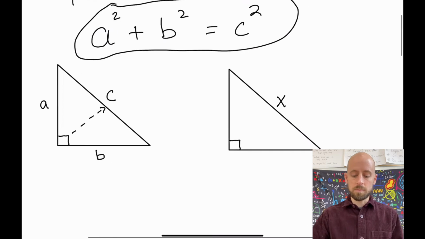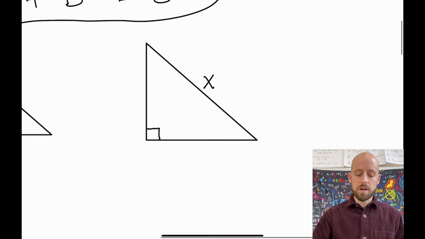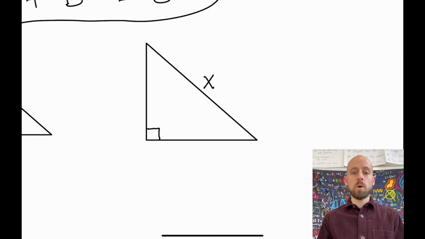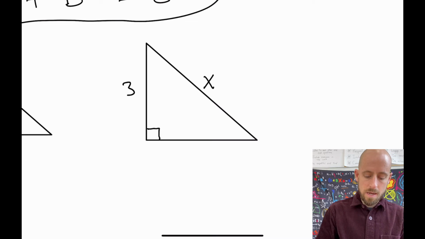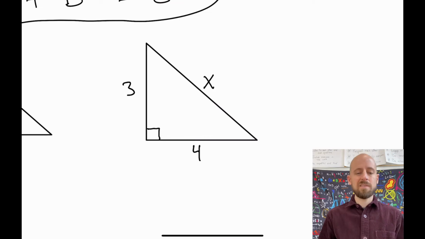Let's just make up a problem. And we're going to label the other two sides. At this point, I cannot solve for X until I have some other information. So let's make this side 3 and this side 4. And I'm not even going to put units on there. I'm just going to keep it really straightforward.